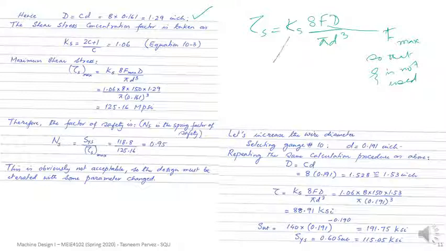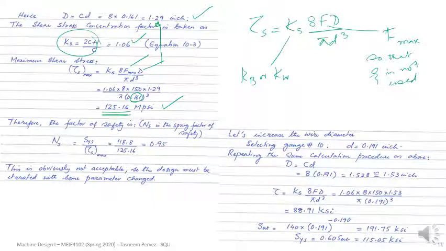Now instead of this K, you can also use KB or KW, but just to change the flavor. So this is the KS, we got 1.06. I know the F maximum 150. I know D, which is this one, 1.29. And the wire diameter I have already assumed. I got this one. The shear stress is 125.16. Can I calculate factor of safety? Yes, because I know the yield shear strength. I know this. This is my factor of safety, which means the design is unacceptable.